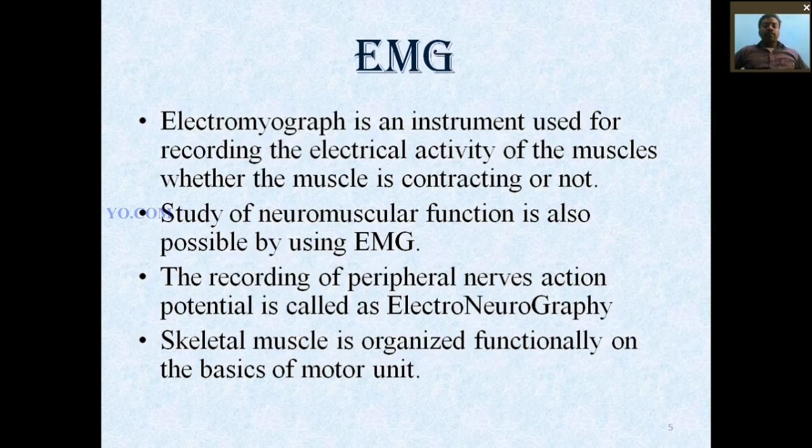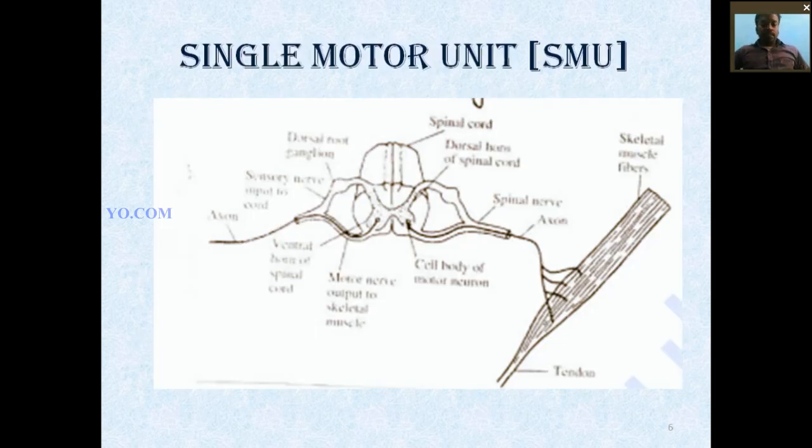Skeletal muscle is organized functionally on the basis of the motor unit. The skeletal muscles, which interconnect the bones, are organized on the basis of the motor unit, the entire nerve conduction unit. So EMG is mainly used to measure muscle activity and nerve conduction velocity. Then consider the diagram.